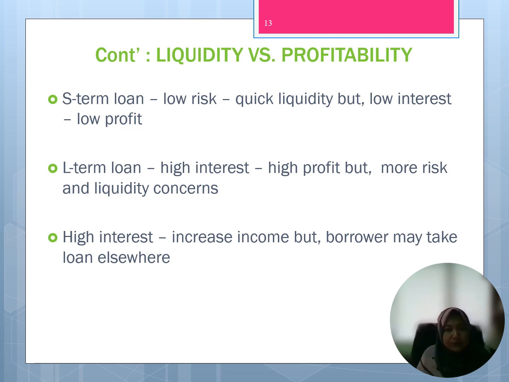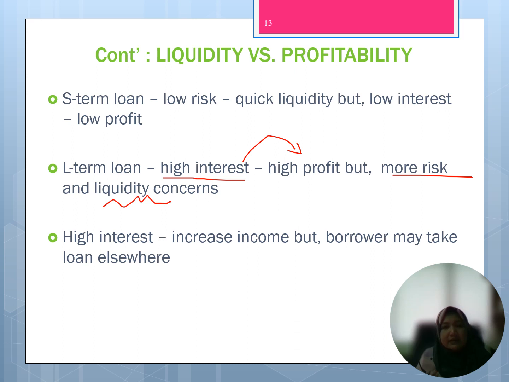Okay, so low risk, low return. However, for the long term, the bank charges a higher interest rate because of high risk. High risk: the bank lacks liquidity, because with a longer period the bank can only get their funds back later. Less liquidity means high risk. High risk gets higher return. Higher interest, higher profits, because of more risk. But the problem is liquidity concern.